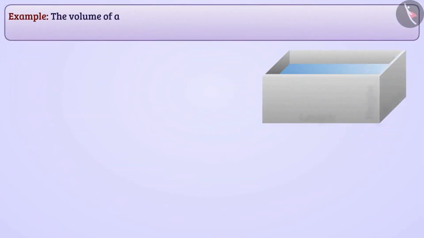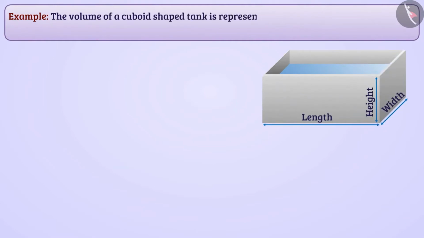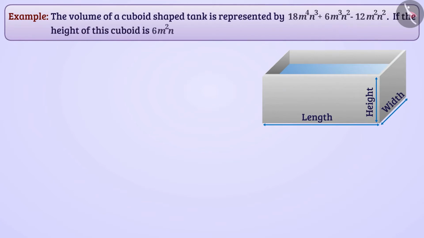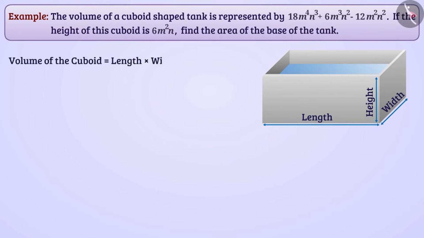The volume of a cuboid-shaped tank is represented by this algebraic expression. If the height of this cuboid is 6m square n, find the area of the base of the tank. We know that volume of cuboid is equal to length multiplied by width multiplied by height. Here, by product of length and width, we will find the area of base of the cuboid.